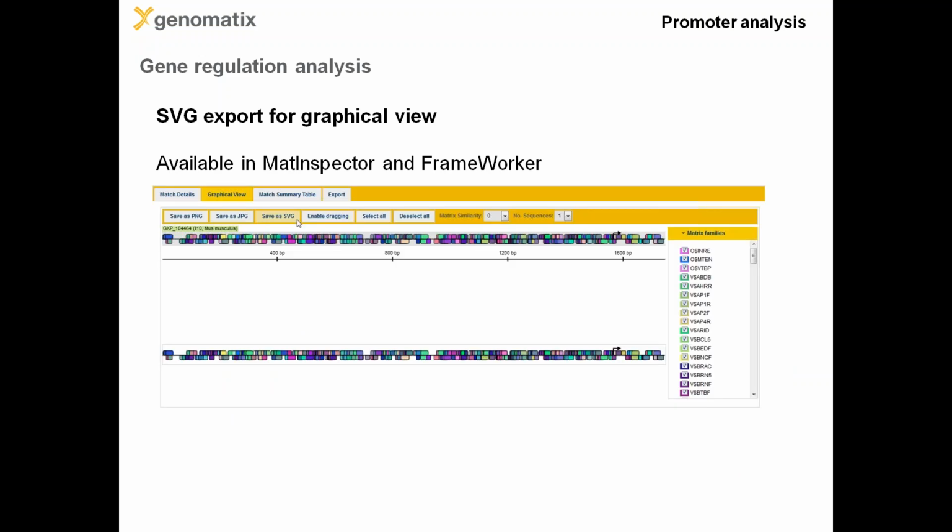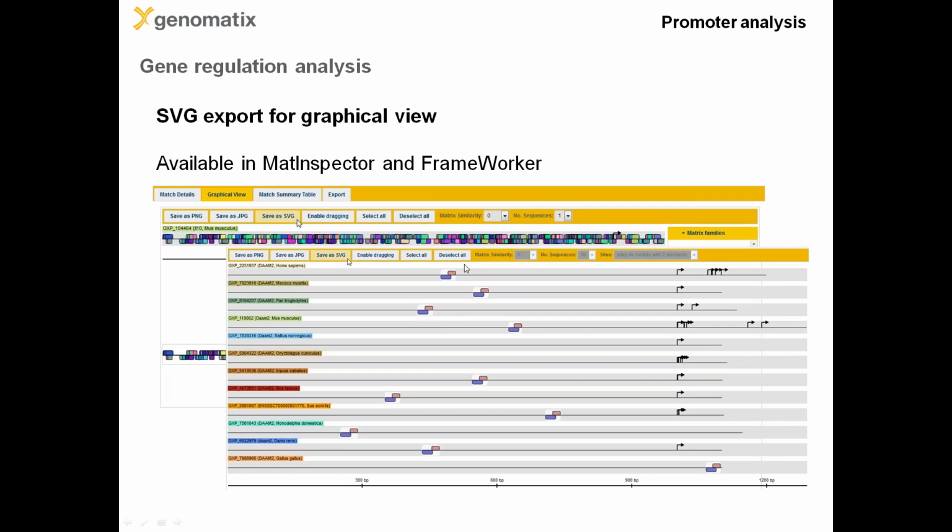For publications, you can now export graphical views in MatInspector and Frameworker. You see a MatInspector view here. Also in scalable vector graphics, in addition to the PNG and the JPGs, which you could already export in earlier versions of the program. This is just to show you the similar thing here in Frameworker.